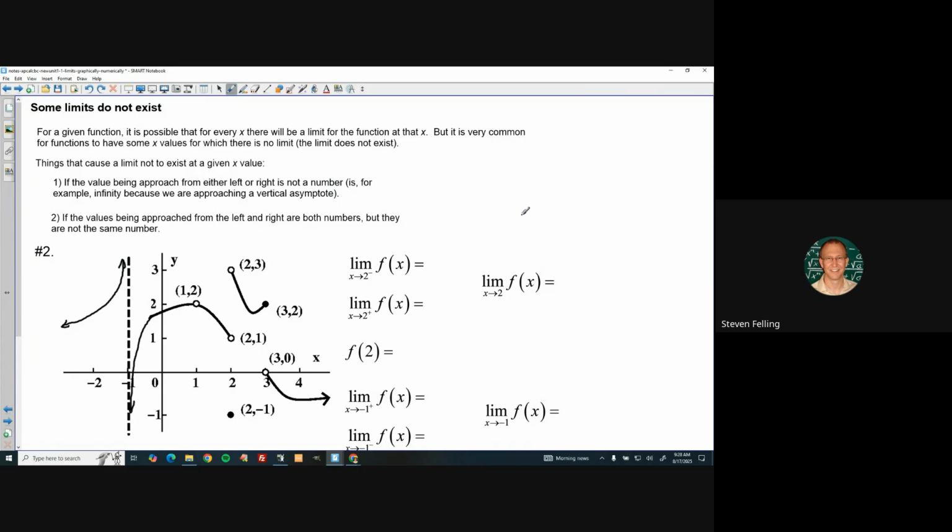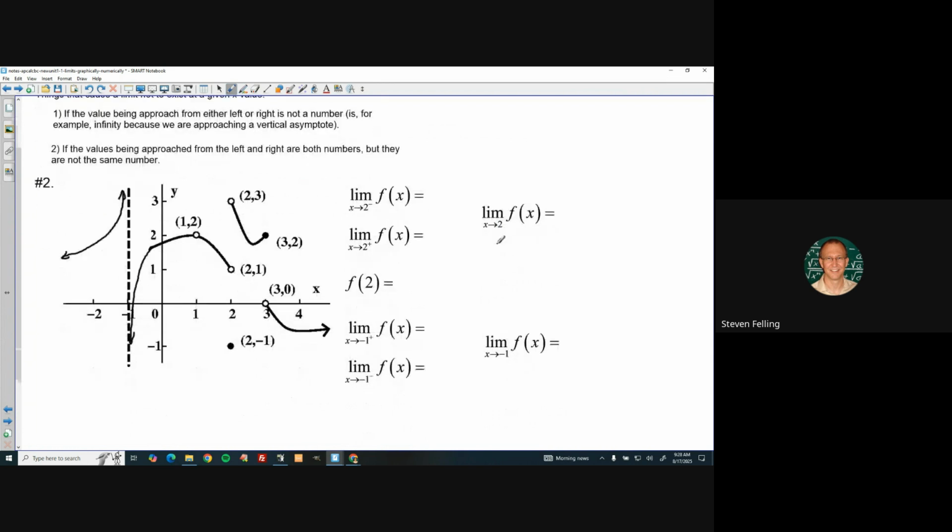So let's evaluate a number of these things. This is number 2 in that practice packet. The limit as x approaches 2 from the left of f of x, where this graph defines f of x. If we're approaching positive 2 from the left side, it means we're approaching here, and it looks like we're in this region of the curve, so that means this y value seems to be approaching the number 1. So I'm going to declare this left-sided limit to be a 1.